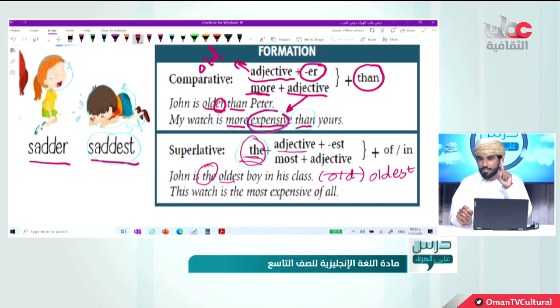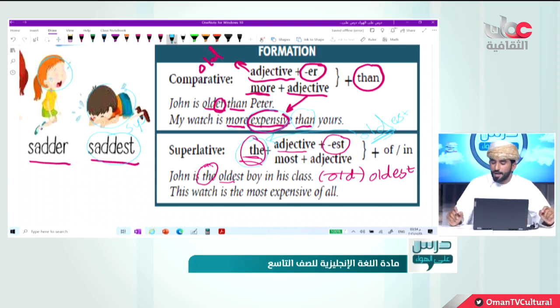If it is only one syllable, then you have to add est. Again, for the same one, old. Old is only one syllable. In order to make it superlative, you have to add the first, and then you have to add est at the end of it, right? The oldest, the youngest, the coolest, the nicest, okay? The hottest, the biggest, sorry. So all of those adjectives have only one syllable.